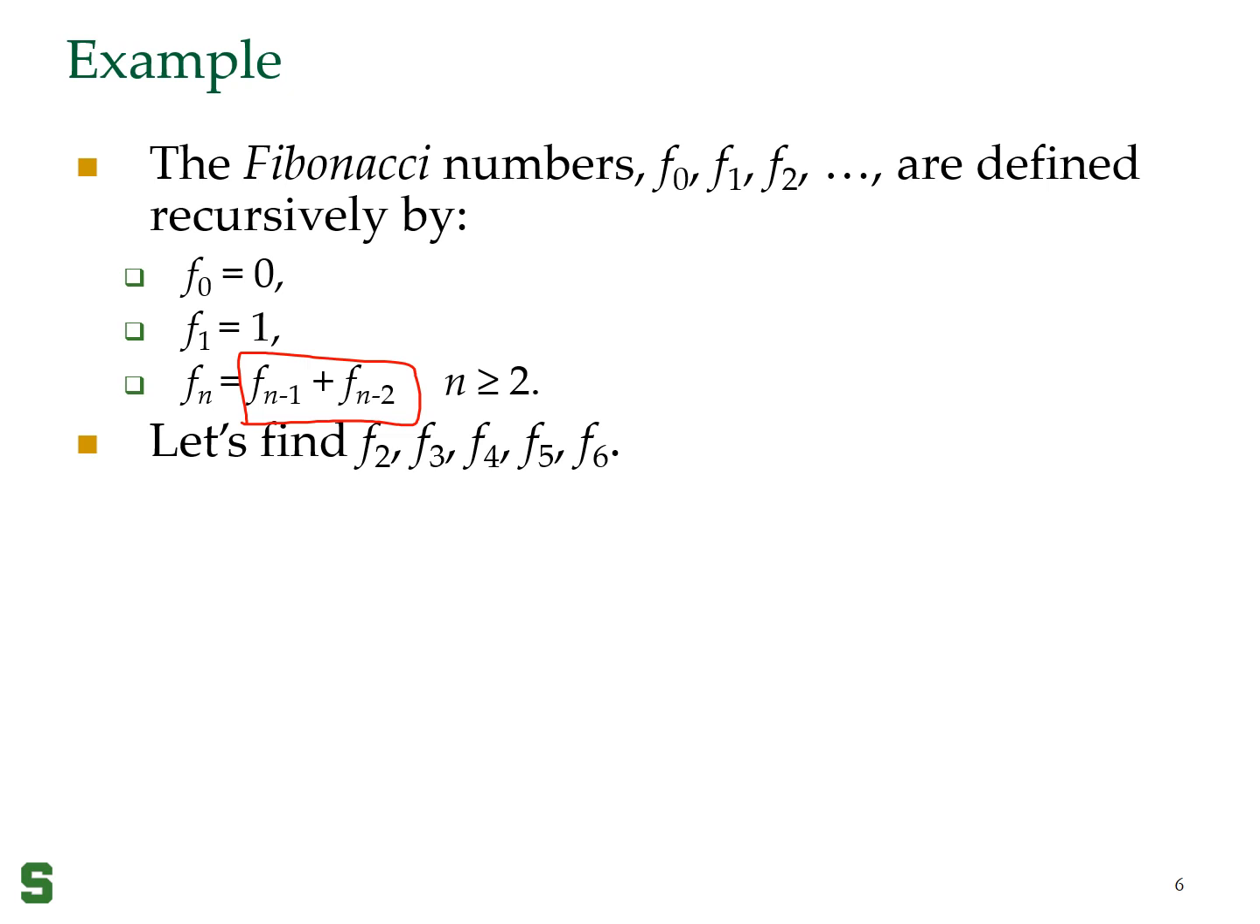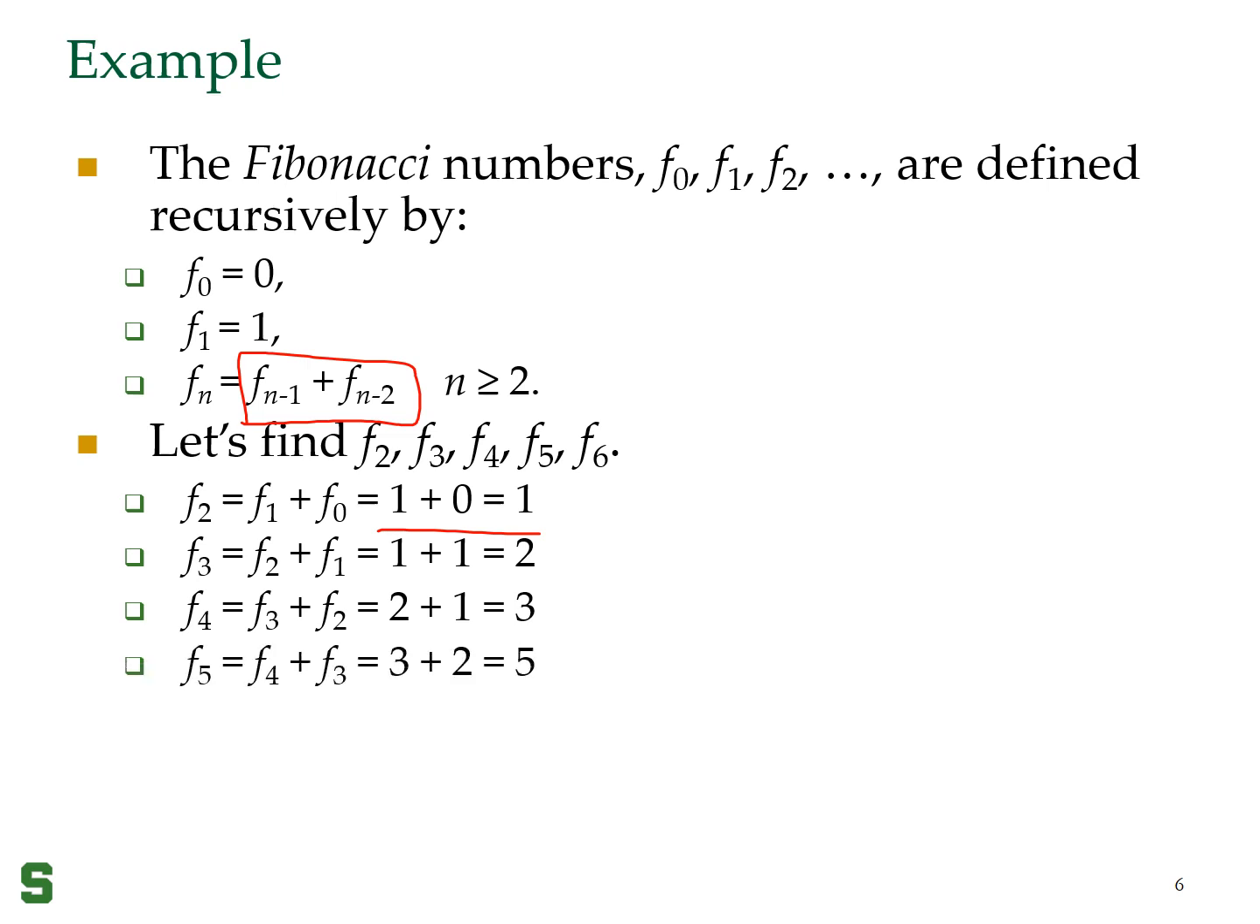So let's find f2, f3, f4, f5, etc. So we can substitute. f2 will be f1 plus f0, that will be 1 plus 0, that is 1. f3 would be 1 plus 1, that would be 2, so on and so forth. Check the math, make sure that you understand how we are computing these things.